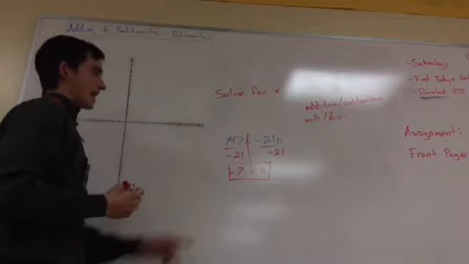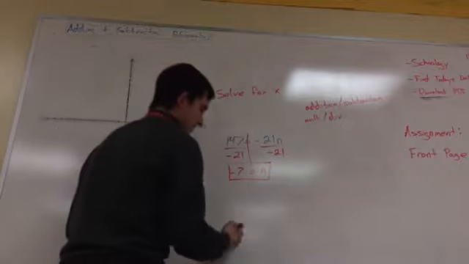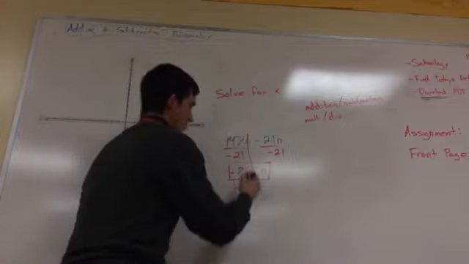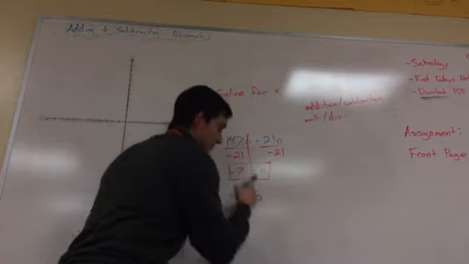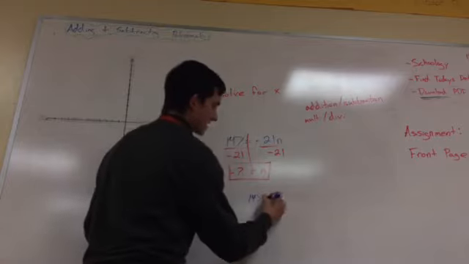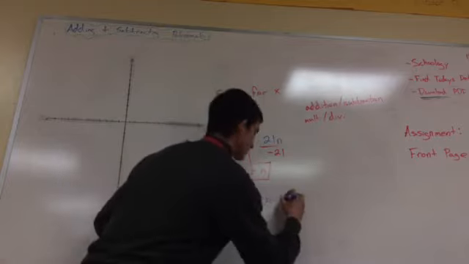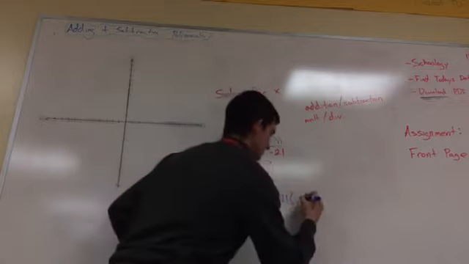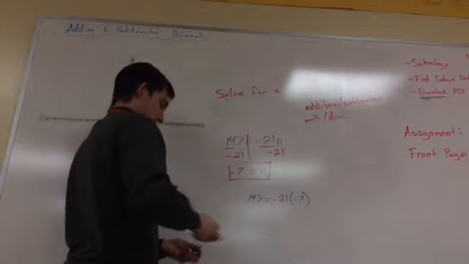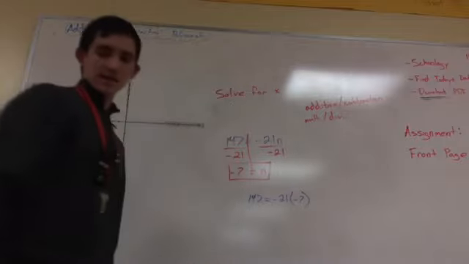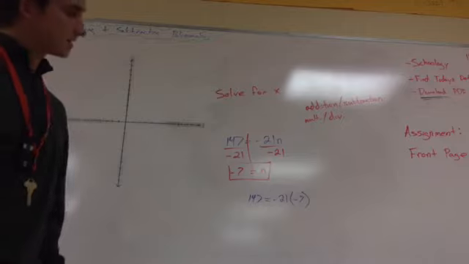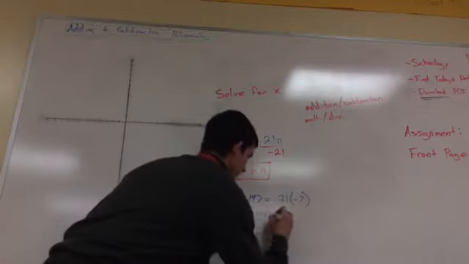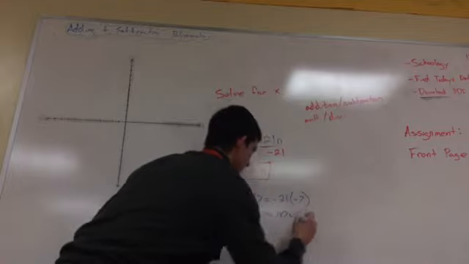All right, so that's my answer. And if I wanted to check it, I could plug it all back in and see if it actually works out. So for example, 147, that's my answer right there. I'm done. But if I wanted to check it, I'd have 147 equals negative 21 times n is negative 7. And negative 21 times negative 7, if you type it into your calculator, is 147. So that works out.